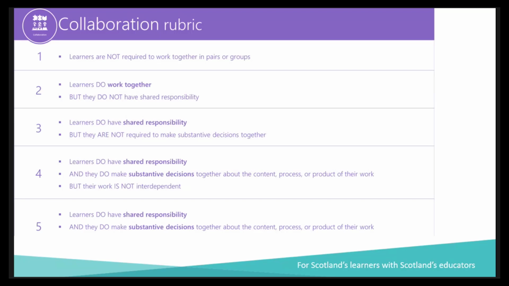So we're already, just by introducing it, at a code 2 because they're working together. If they're building something together, they're going to have a shared responsibility. So we'll be up to a code 3. If they make substantive decisions together about the content and the process of how they're building something, or the outcome of their work, again, we're going to be at a level 4. And you can see how, just by introducing Minecraft and putting it within your curriculum, you can move up this rubric very, very easily.